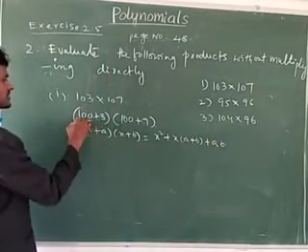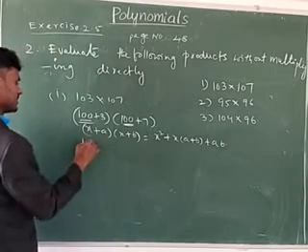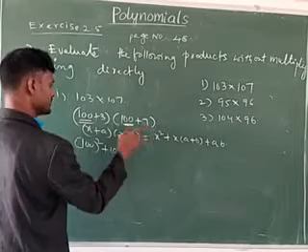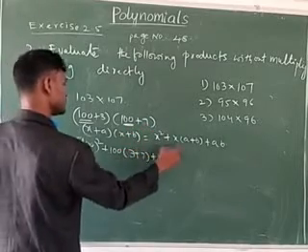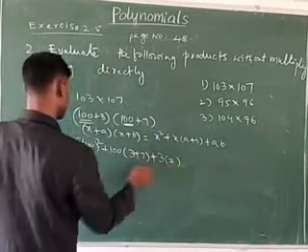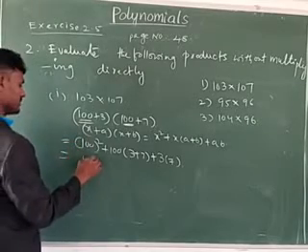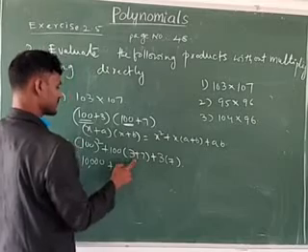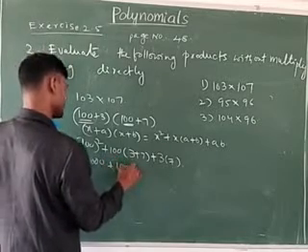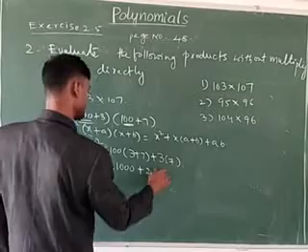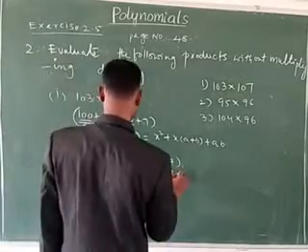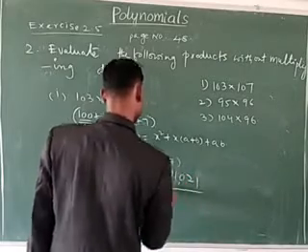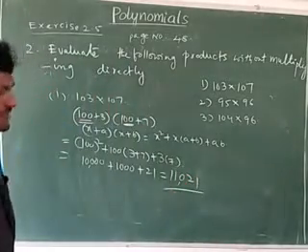Now what is the value of x? x is equal to 100. So 100 square plus 100 into (3 plus 7) plus 3 into 7. Now 100 square is equal to 10,000, plus 3 plus 7 is 10, 10 into 100 is 1,000, plus 3 into 7, 21. Now 10,000 plus 1,000 plus 21 is 11,021. So the answer is 11,021.